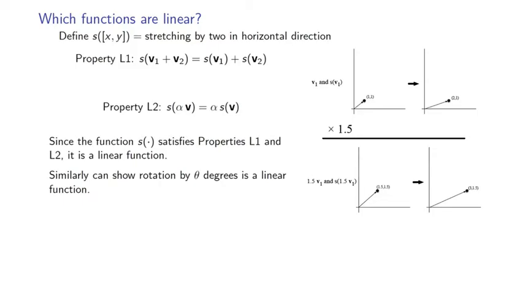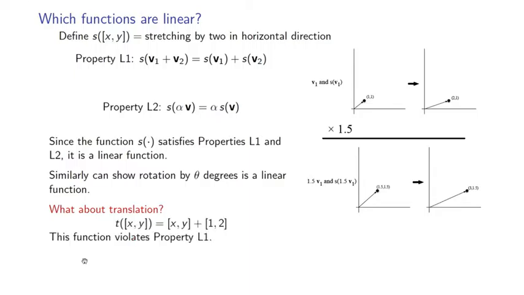You can similarly show that rotation by theta degrees is a linear function. What about the translation function? We'll see that this function violates property L2 of linear functions. For example, let's plug in the vector [4, 5] for v1 and [2, -1] for v2. The sum of these two vectors is [6, 4]. Translating that by adding [1, 2] gives us [7, 6].